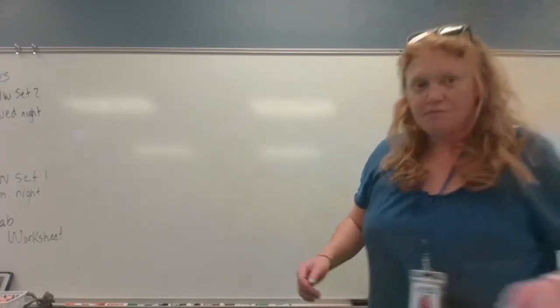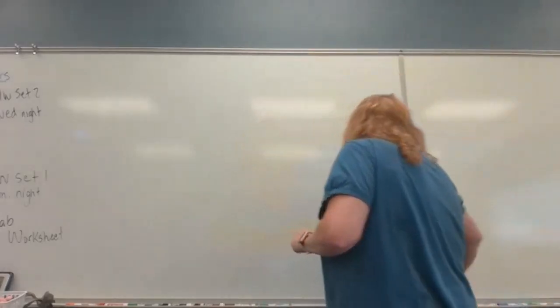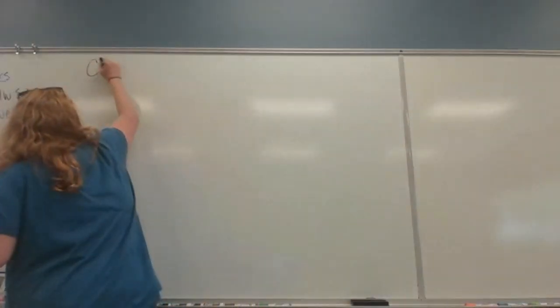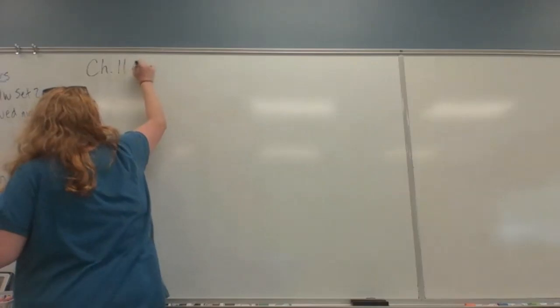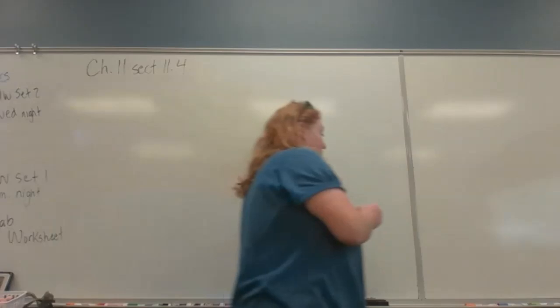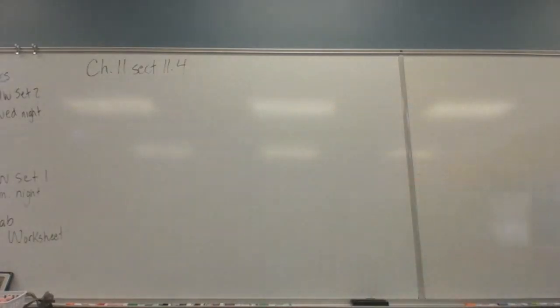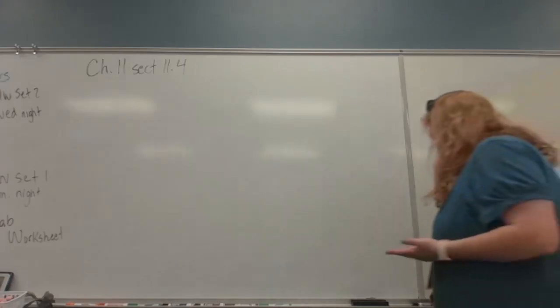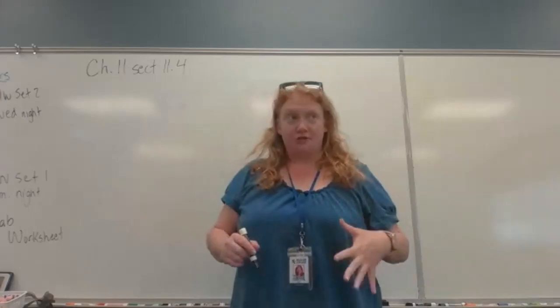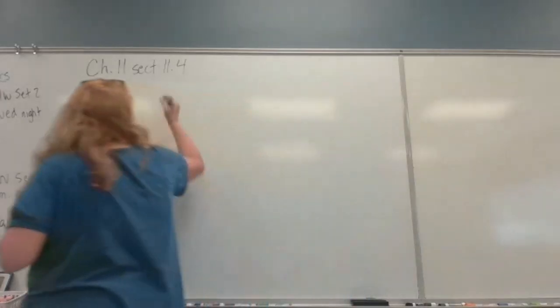So let's finish just a few more examples from chapter 11, section 4, about the colligative properties. Those properties that change when we make a solution. Okay. But one of the things that we learned was a new type of concentration called molality.